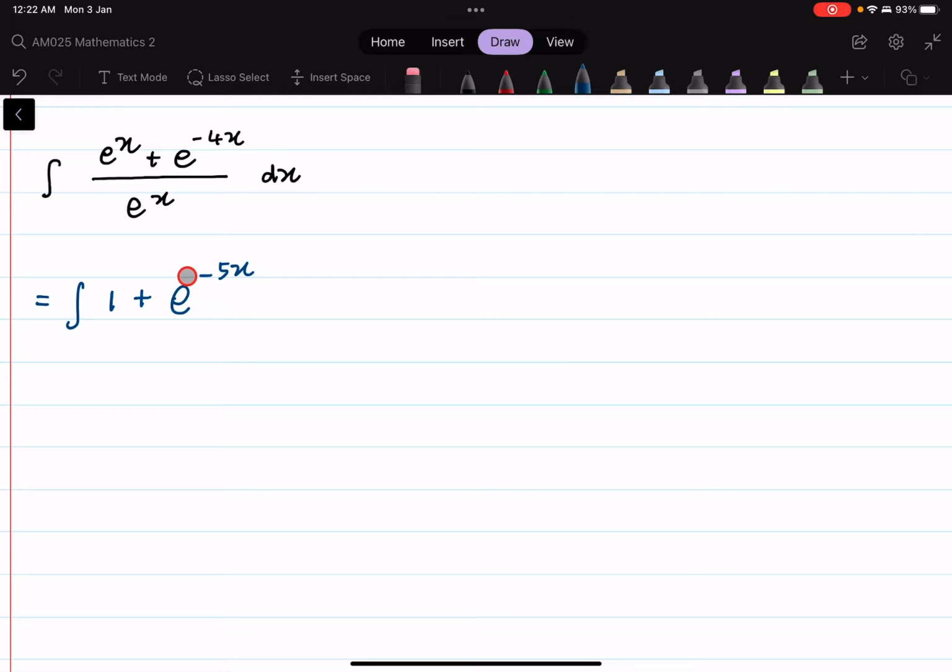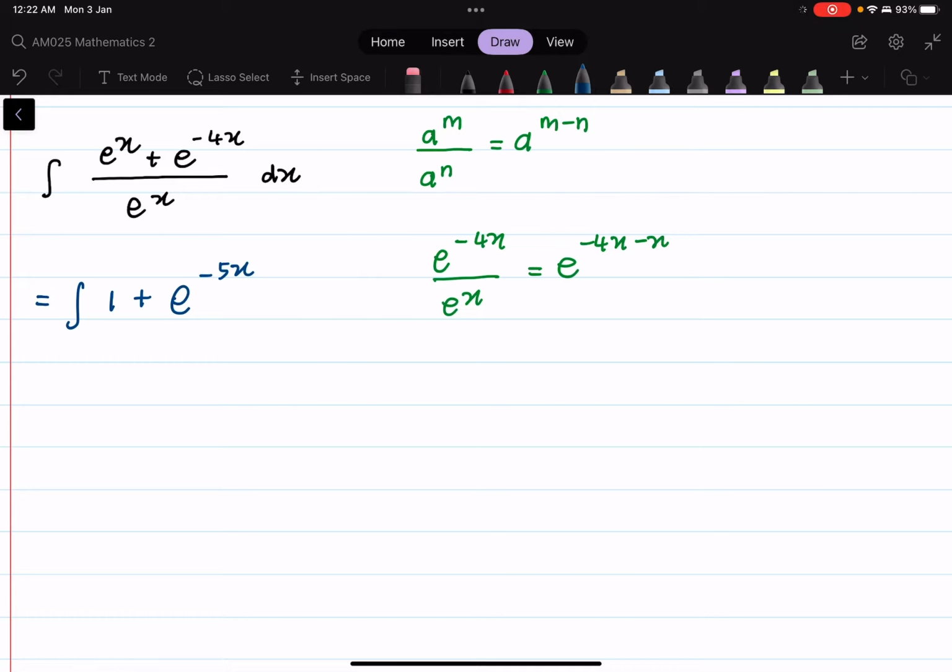How do we get this e^(-5x)? We are using this kind of rule of indices: a to the power of m divided by a to the power of n is a to the power of m minus n. So if we have e^(-4x) divided by e^x, it is e^(-4x minus x). So this is how we get e^(-5x).